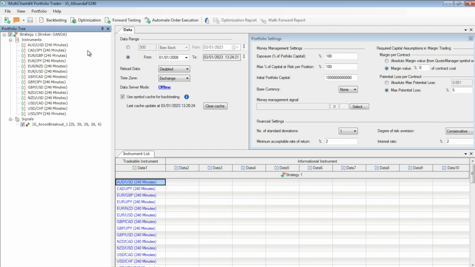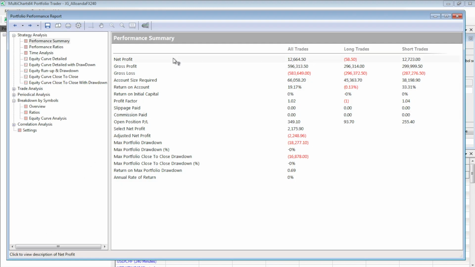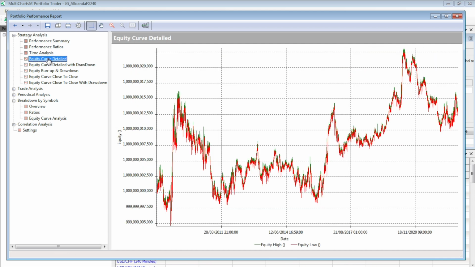So let's go and have a look at these last tests on the smaller time frames. Now we're going to have a look at the portfolio on the 240 minute time frame. So looking at the net profit of the overall portfolio, it is positive, just over 12,500 pips. Looks like it's much better on the short side overall. That's what the equity curve looks like, which is not particularly good, is it?